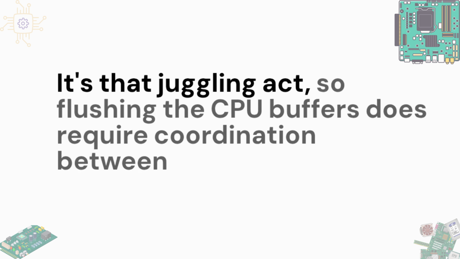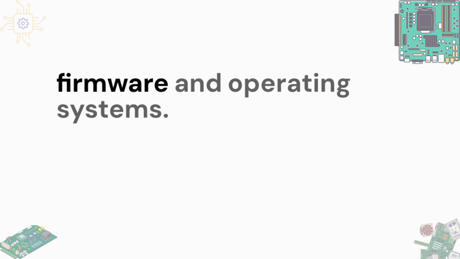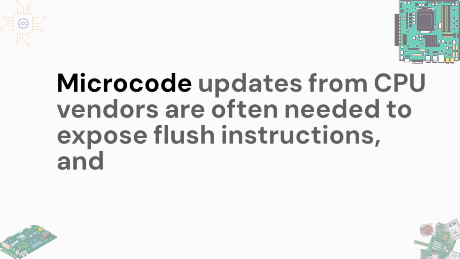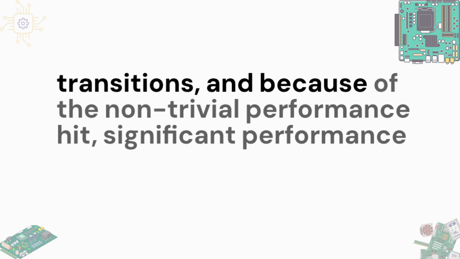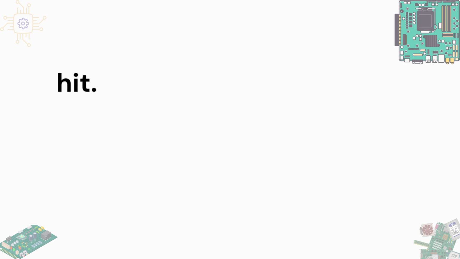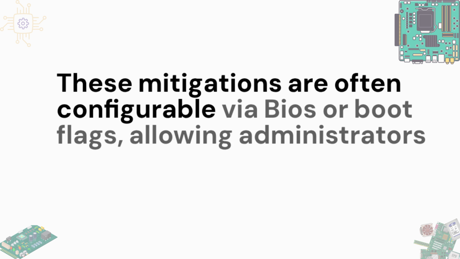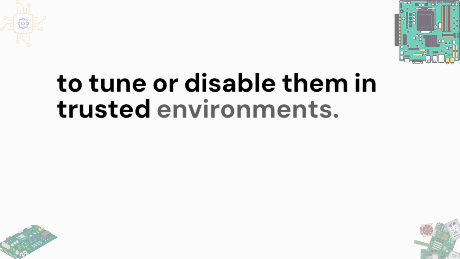It's that juggling act. So flushing the CPU buffers does require coordination between firmware and operating systems. Microcode updates from CPU vendors are often needed to expose flush instructions, and the OS must decide when to flush based on context switching and privilege transitions. And because of the significant performance hit, these mitigations are often configurable via BIOS or boot flags, allowing administrators to tune or disable them in trusted environments.